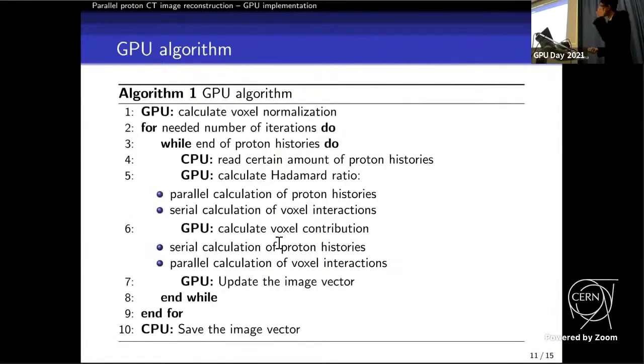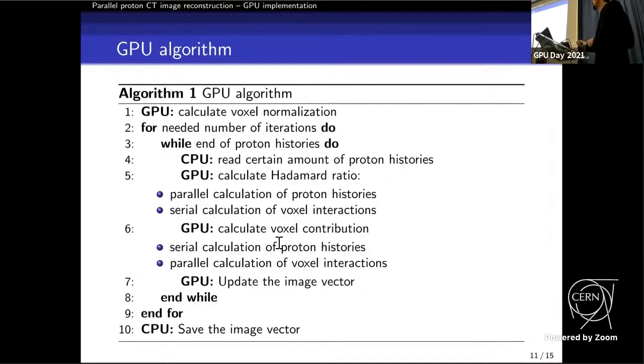And here you can see the full algorithm. So first we calculate the normalization, and after we start the iteration and use as many iterations as needed for the image reconstruction, which is typically 20 to 300 iterations. And then we read a bunch of proton histories. And first we calculate the Hadamard ratio for every proton history. And we do this in a simple way: each thread of the GPU calculates one Hadamard ratio.